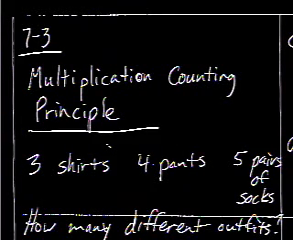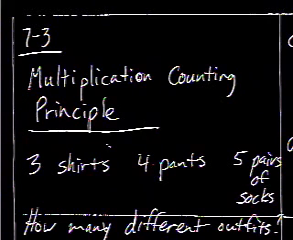The multiplication counting principle is in section 7.3. Let's suppose you're designing some outfits. You have 3 shirts to choose from, 4 pants, 5 pairs of socks. How many different outfits can you come up with?